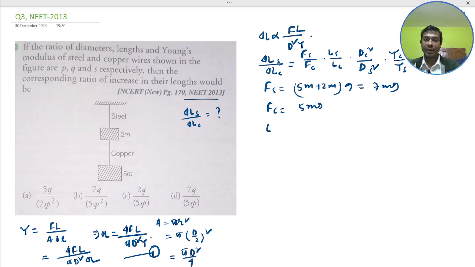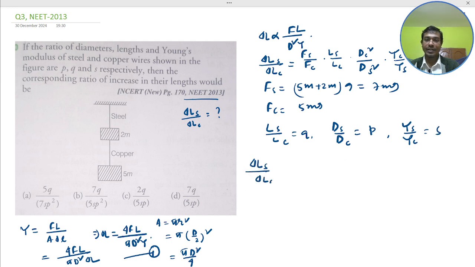Just put this value. Given the length of steel with the copper is Q, the diameter of steel with the ratio of the copper is P, and the Young modulus of steel with the copper is given as S. Just put this value here.